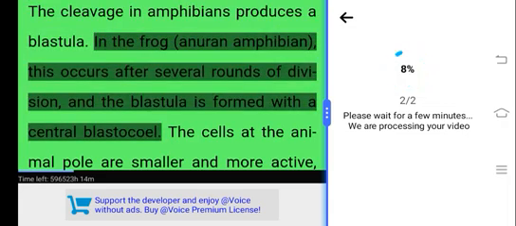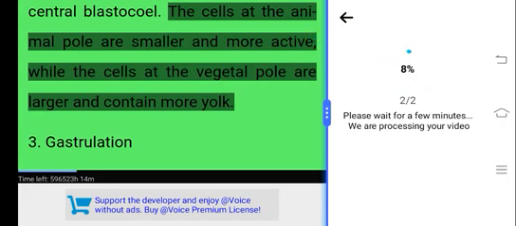In the frog and amphibian, this occurs after several rounds of division, and the blastula is formed with a central blastocoel. The cells at the animal pole are smaller and more active, while the cells at the vegetal pole are larger and contain more yolk.